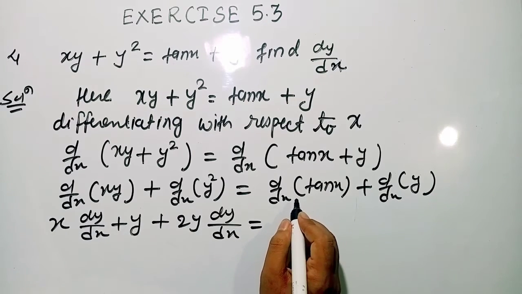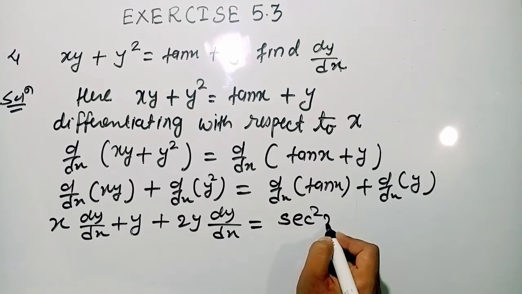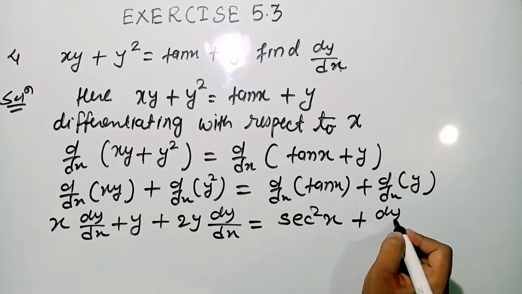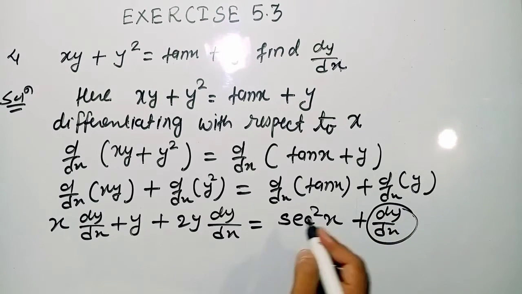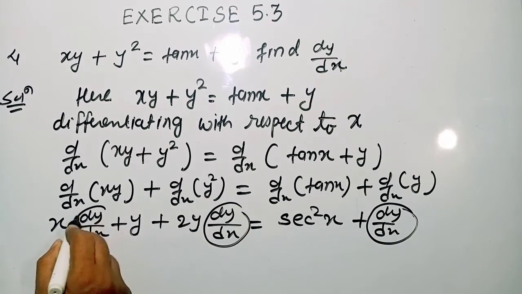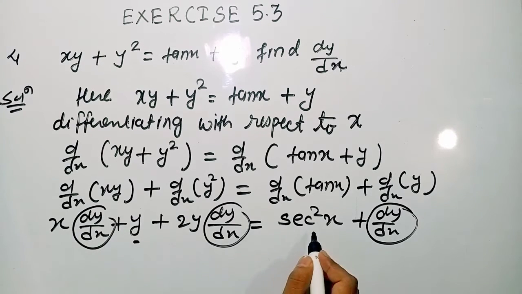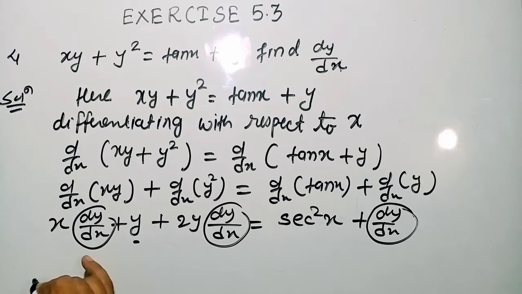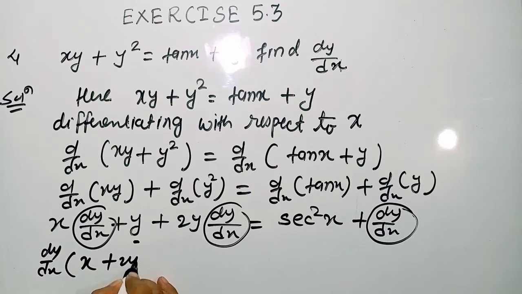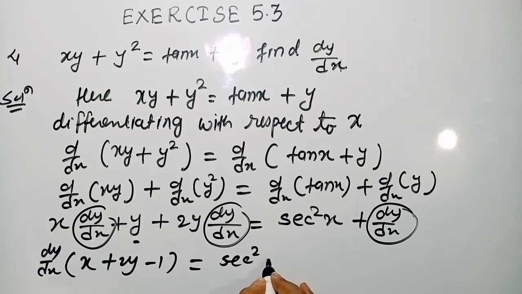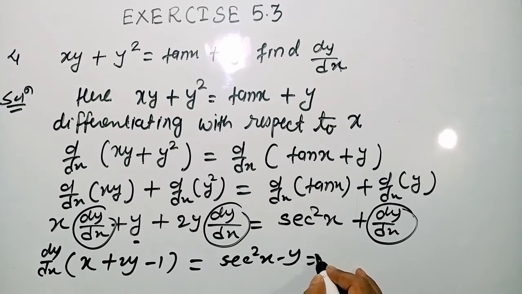Differentiation of 10x, sec square x, and differentiation of y with respect to x, dy by dx. Now students, here we have dy by dx in several terms. From these terms we are taking dy by dx common and sending y to the right side. So finally, after taking dy by dx common, we get x plus 2y minus 1 is equal to sec square x minus y. So finally we want to find dy by dx.